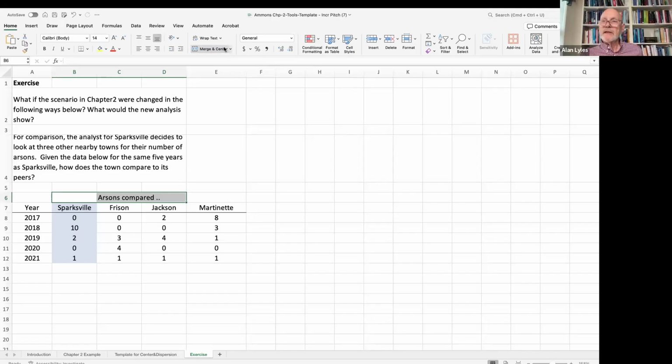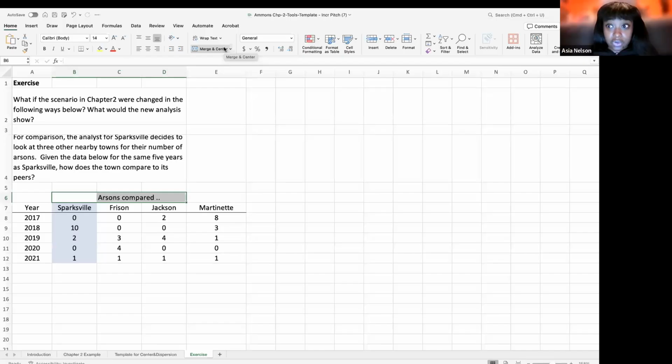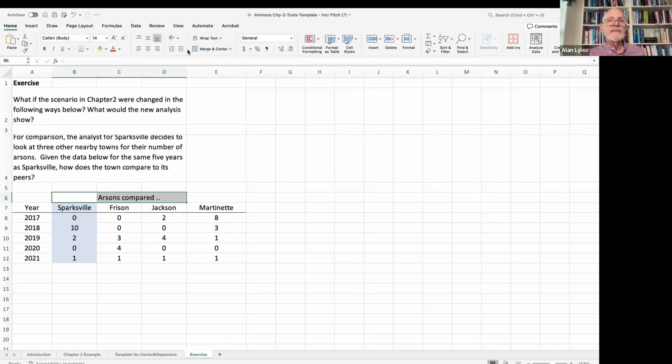Do you see the ribbon? I do not. I see alignment, numbers, style, cells, editing. It might be something I might have to add in. Are you under home? I am. Well, these are the alignment pieces. If you look a little to the right on yours, perhaps, it should say merge and center. So it's not a programming step you have to do.